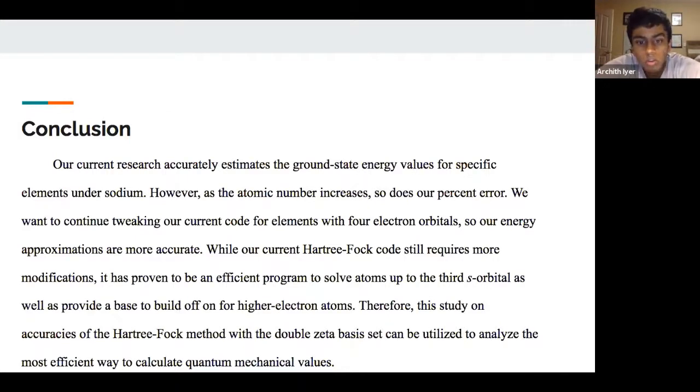Another thing that we were considering doing is, well, actually, this is for the next slide. While our current Hartree-Fock code still requires more modifications, it has proven to be an efficient program to solve atoms up to a 3s orbital. So we've done a pretty good job with accuracy until we reached sodium. And the study on the accuracy of Hartree-Fock can really be utilized to analyze the most efficient way to calculate quantum mechanical values. And it's also really good to analyze the runtime.